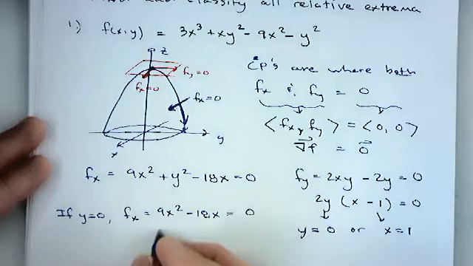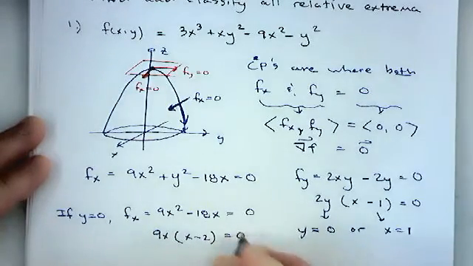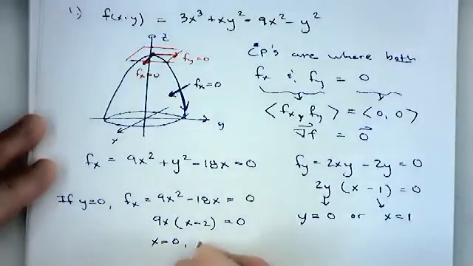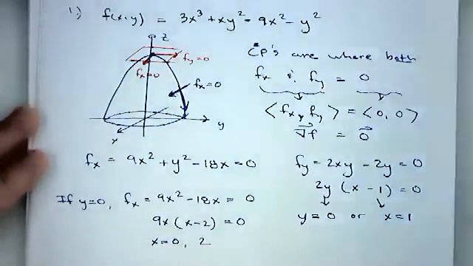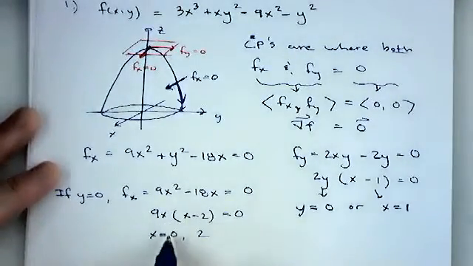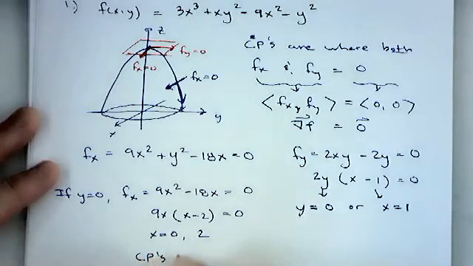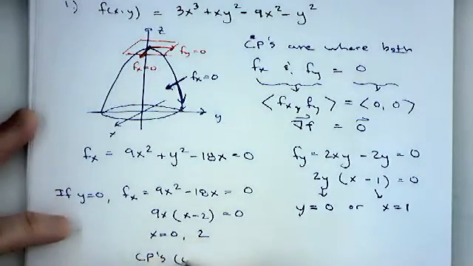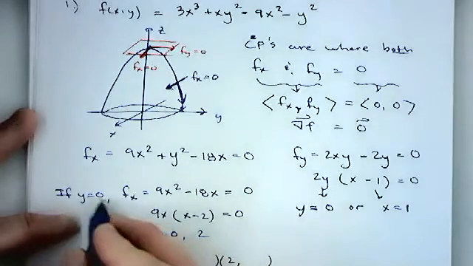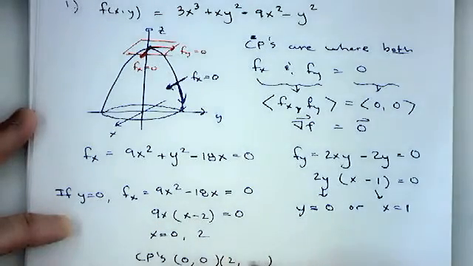And here I can do some factoring. I get x equals 0, x equals 2. So this gives me two critical points. One of them is 0, and the other one has an x coordinate of 2. We wouldn't have gotten either of these had I not let y be 0. So it's (0, 0) and (2, 0).